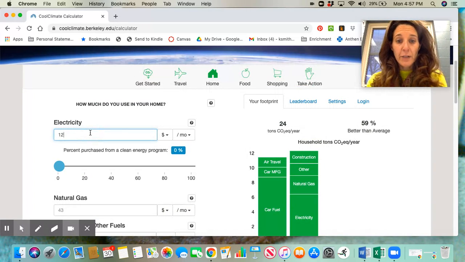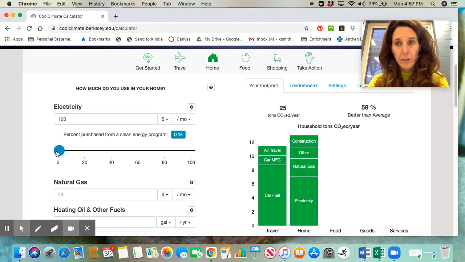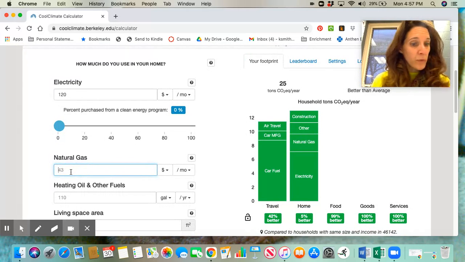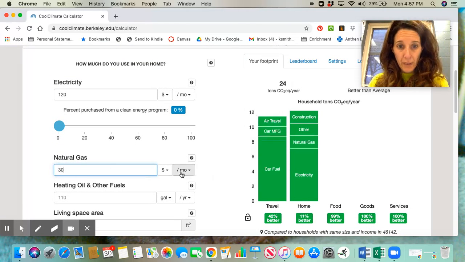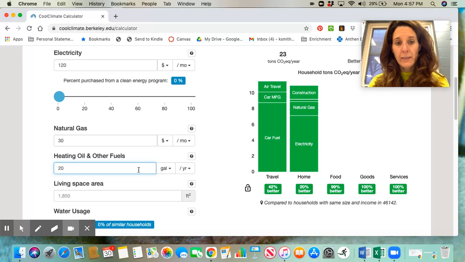Electricity, this family spends $120 per month. Make sure that you have per month selected here. And they do not get any energy from renewables. It's all coal, natural gas, and oil. Natural gas, they spend $30 a month, again, make sure you have month selected. For gas, heating oil and other fuels, they have a gas grill that uses a propane tank, and one propane tank is about 20 gallons. So they use one propane tank a year, so that's 20 gallons per year. Make sure that's year and not month for this one.